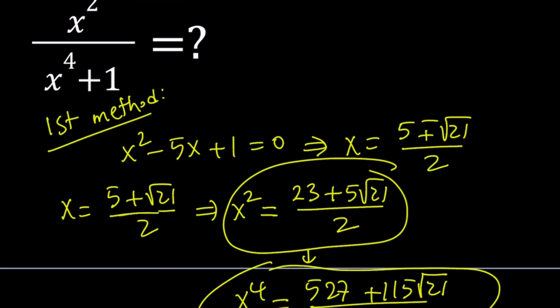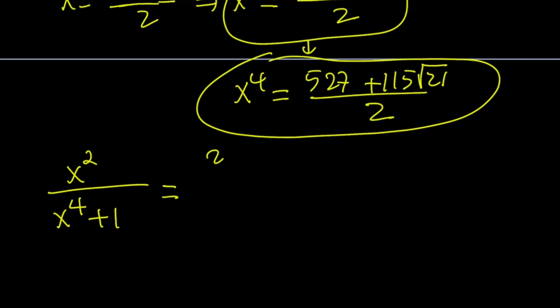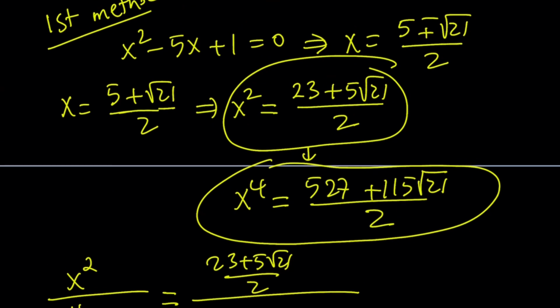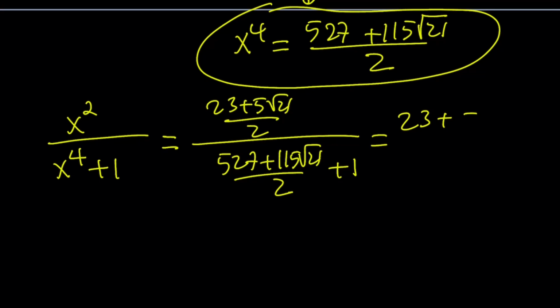Why not substitute, right? We're supposed to evaluate x squared over x to the fourth plus 1. And I'm going to substitute 23 plus 5 root 21 over 2 here. And x to the fourth will be replaced with 527 plus 115 root 21 over 2. And then I have to add 1. Now, if you make a common denominator, obviously the 2's are going to cancel out. So I can go ahead and write it like this.